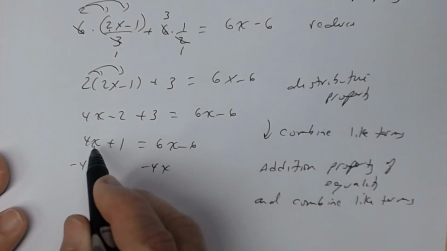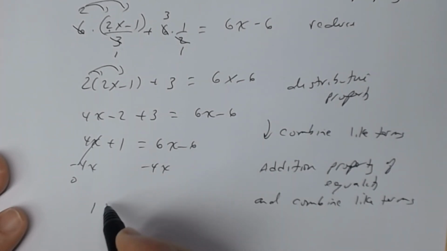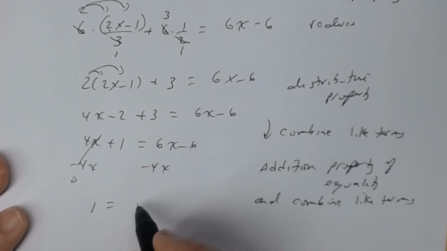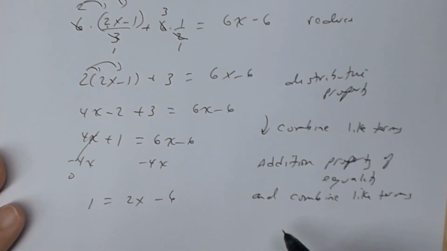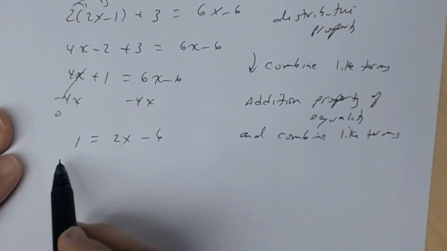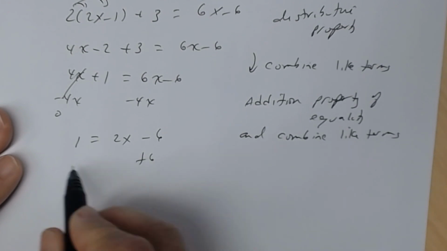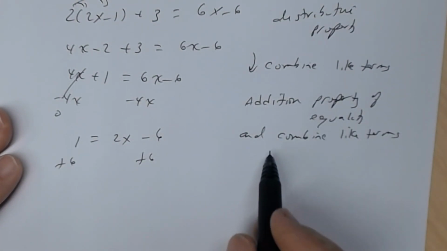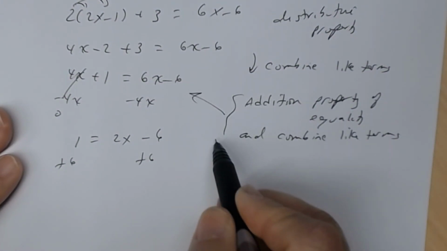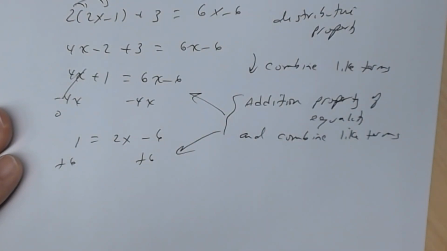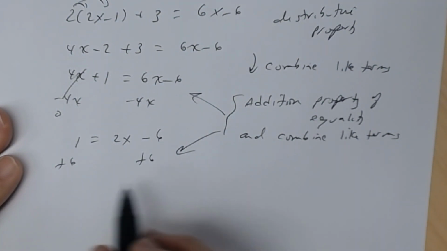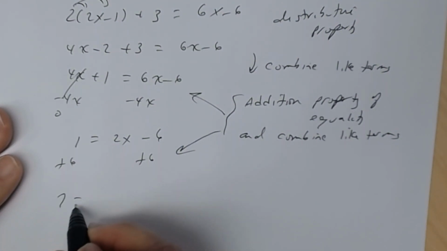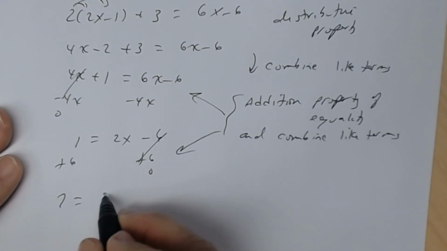And then combine like terms: 4x minus 4x is 0, I'm left with 1, equals 6x minus 4x is 2x, and then minus 6. And I'm going to bring the constants to the other side. So I'm going to add 6. I'm doing the addition property of equality again, so here and here. And then combine like terms. So 1 plus 6 is 7 equals 2x.